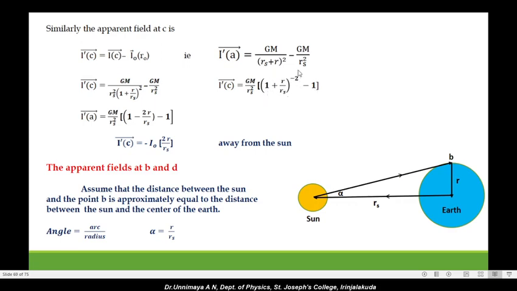Use the binomial expansion of this term. The binomial expansion of this term will be 1 minus 2R by RS. So GM by RS square into 1 minus 2R by RS minus 1. 1 and 1 will get cancelled. So GM by RS square into minus 2R by RS. Replace GM by RS square with I0. Then I prime C is equal to minus I0 2R by RS.